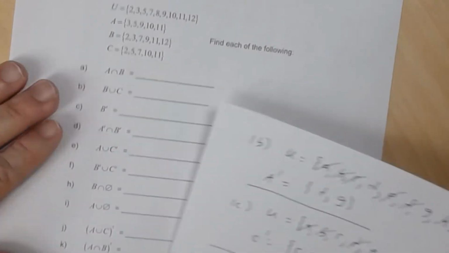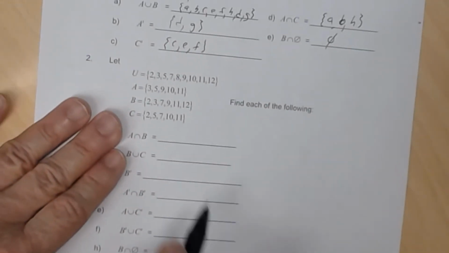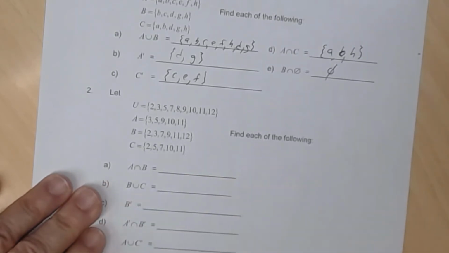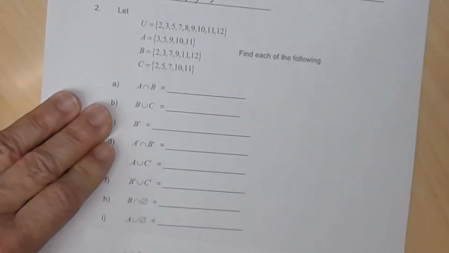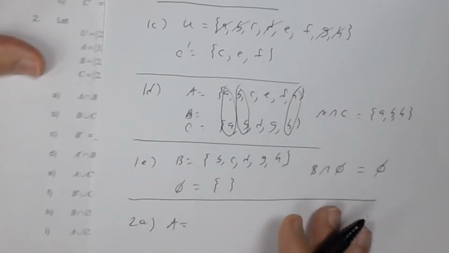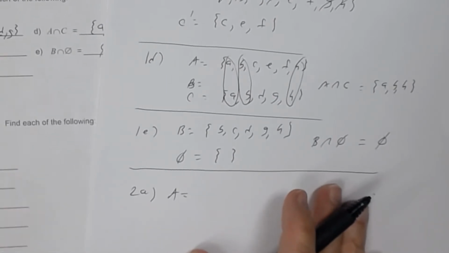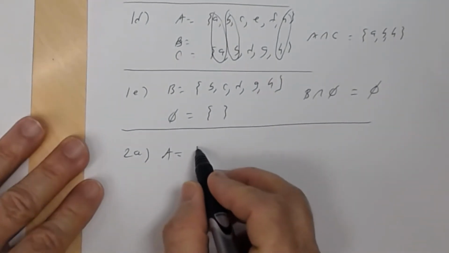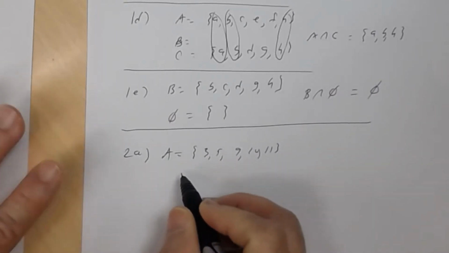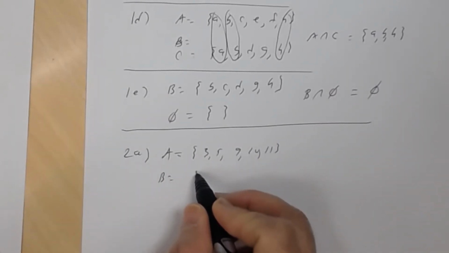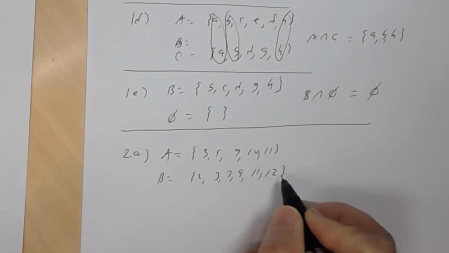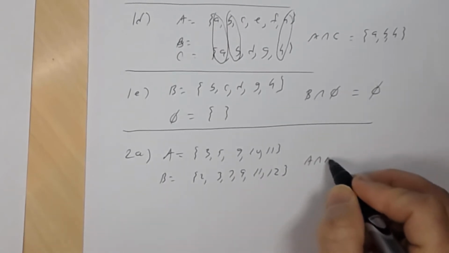So my universal set this time consists of these elements, and here's set A, here's set B, here's set C. So you want to find A intersect B. This is 2A. I'm just going to go ahead and tell you what A is. A is this set: 3, 5, 9, 10, 11. And B is this set: 2, 3, 7, 9, 11, 12. And you want to find A intersect B.